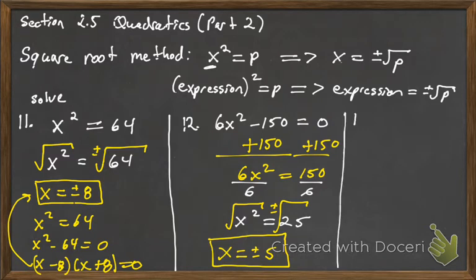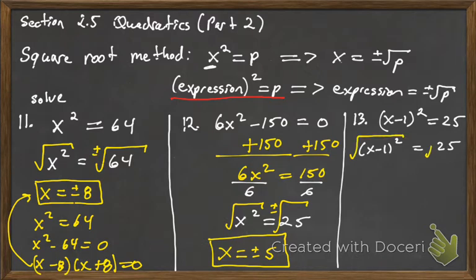Okay. This one here, we're going to have an expression, x minus 1 squared equals 25. So that falls into the second category here. We can still solve it in a similar fashion. We'll go ahead and take the square root of both sides. And don't forget your plus or minus on the 25. So you only need the plus or minus on one side of the equation. You don't need it on both.